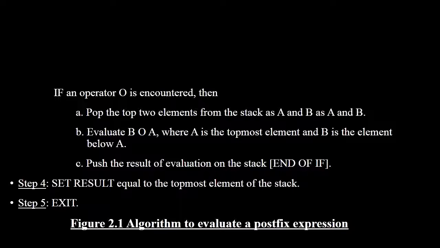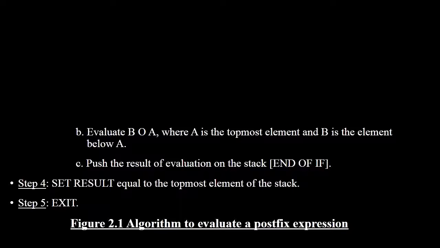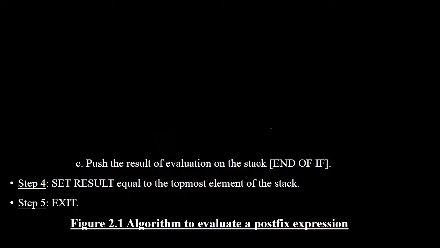If an operator is encountered, then A. Pop the top two elements from the stack as A and B. B. Evaluate the operator, where A is the topmost element and B is the element below A. C. Push the result of evaluation on the stack. This marks the end of if. Step 4. Set result equal to the topmost element of the stack. Step 5. Exit.